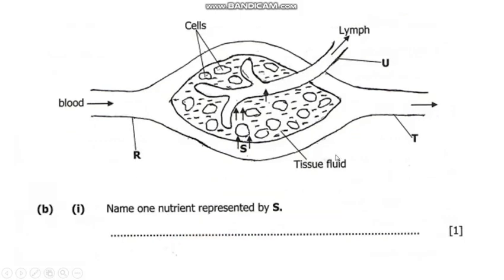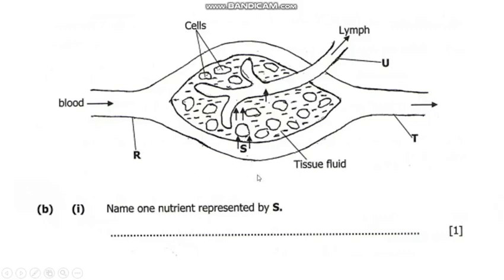We now move on to our question B. Under our question B, we have our question B1. Name one nutrient represented by S. So we can see we have the part labeled S here. What is the name of the nutrient represented by the part S?